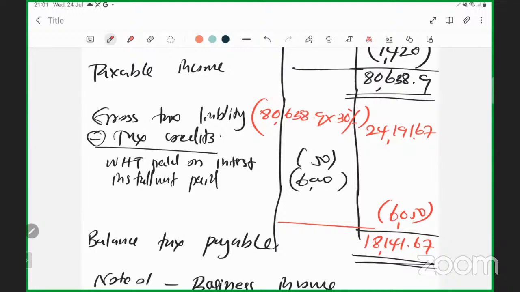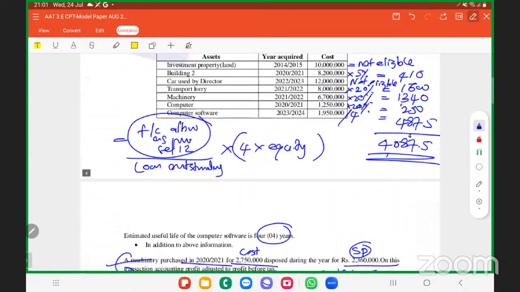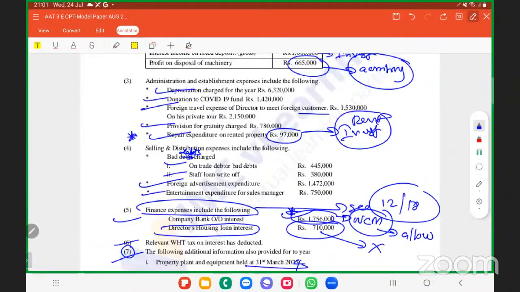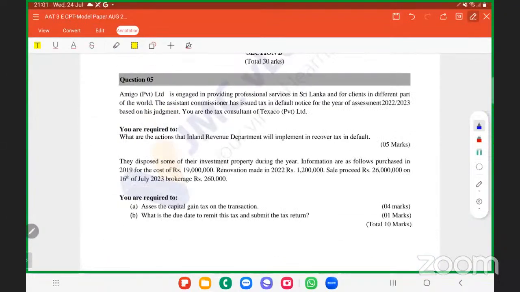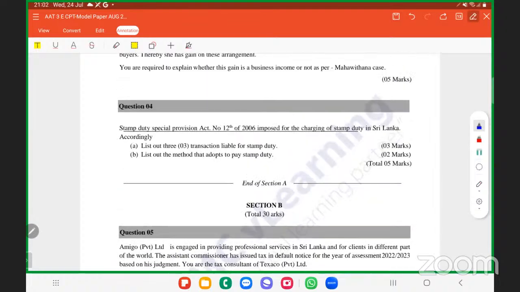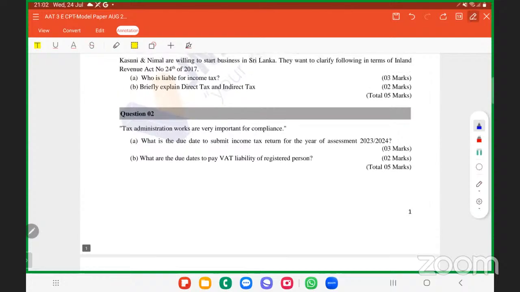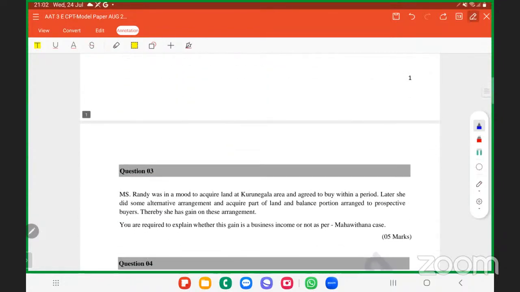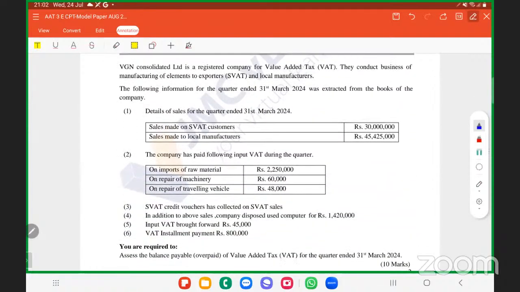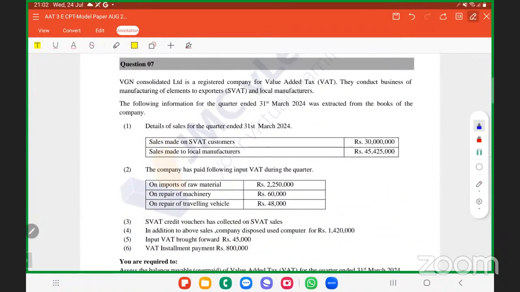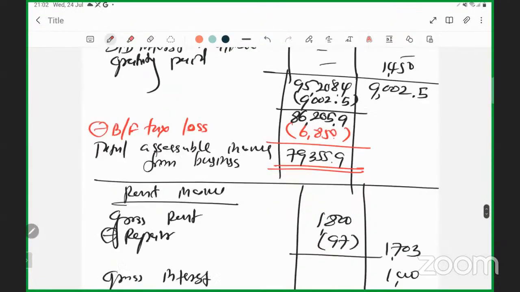But I will do one more question. Then we'll check that. Then I will do the tax question. This time, definitely there will be an SSCL question. Please focus on that SSCL question. Now I will do question number 7, which most of the students requested.